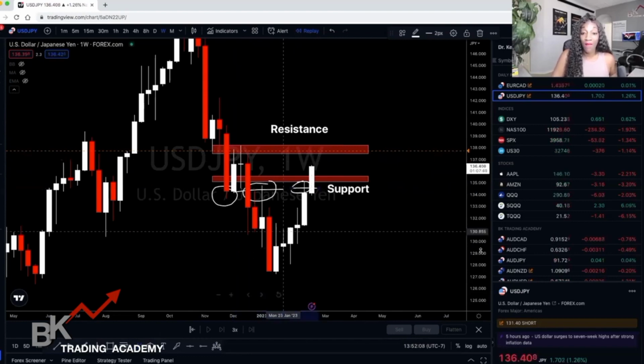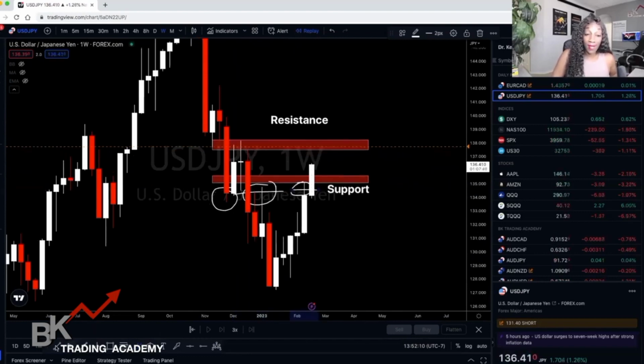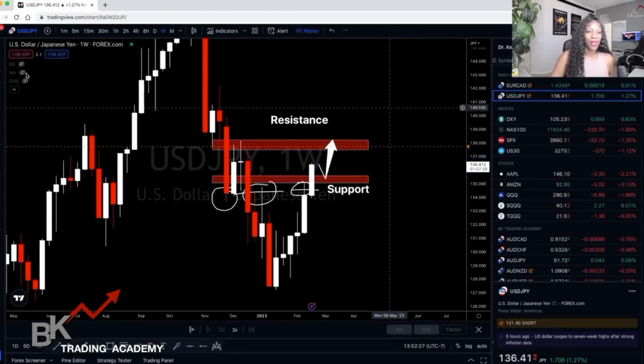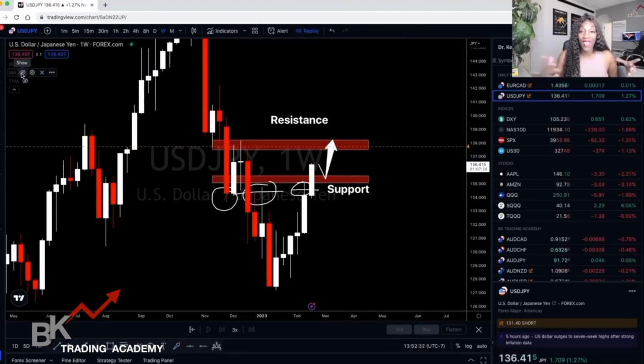So anytime we have a break of structure, what we would like to see happen is a retest of the structure. So this previous resistance will now become our future support of that psychological level. And then we will be looking for some type of buy opportunity off of the weekly time frame, taking it to the next high. Okay, so that's what we want to see. I also like to add the 50-period moving average for confluence, meaning extra confirmation as to why we might want to get into that trade.